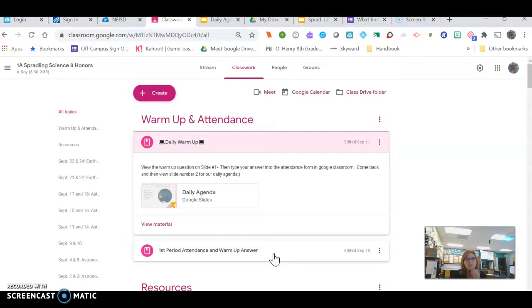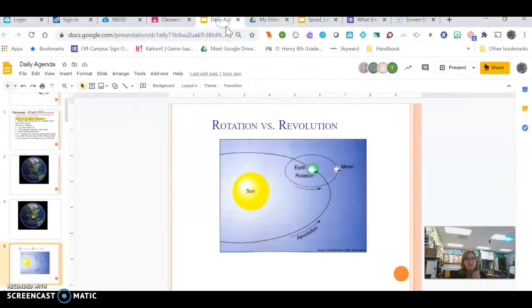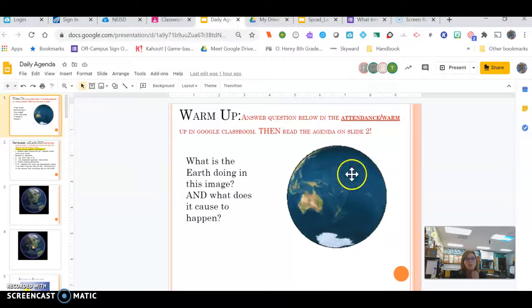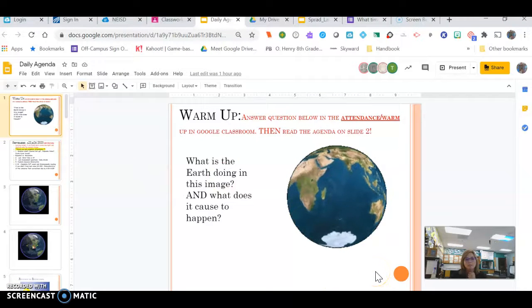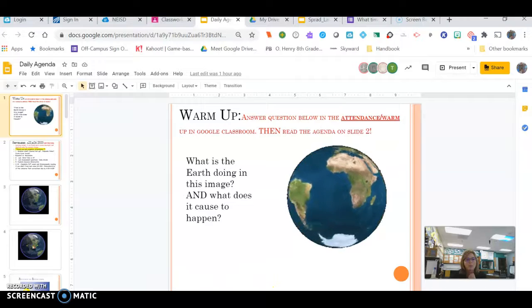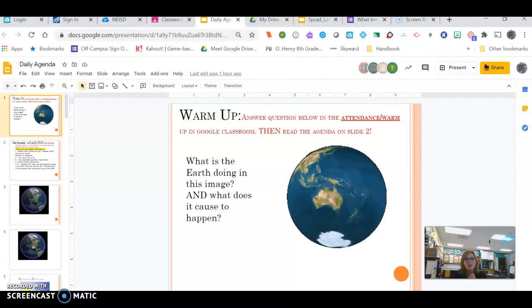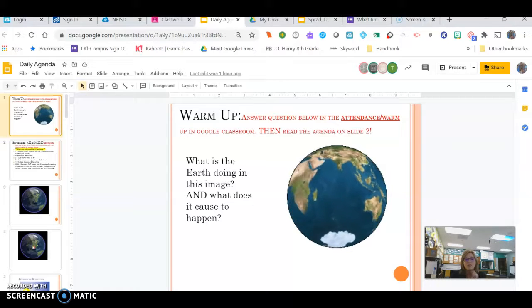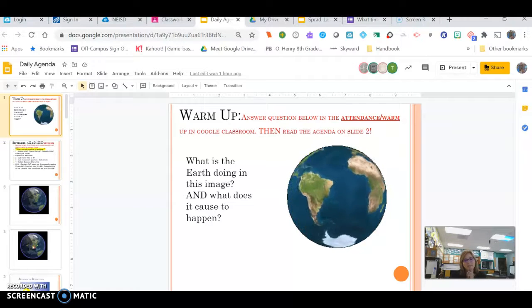So let's go ahead and look at our daily agenda when you open up your warm-up. It says, what is the earth doing in this image, and what does it cause to happen? So taking a little look here. What is the earth doing? What is that called? And what does it cause to happen? I want you to go do that. I'm going to hit pause. I want you to hit pause on this video, go do your attendance slide, put your answer in, and then come on back.